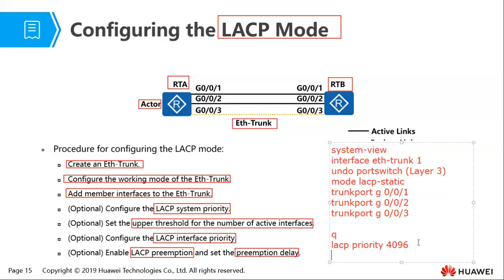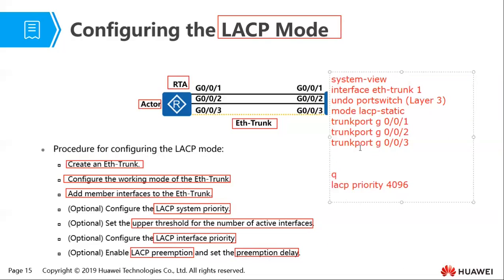So other than that, you can also set the upper threshold for the maximum number of active interfaces. To do that, you have to be in the Ethernet trunk view. So let me just go back here. You have to be in the Ethernet trunk view.